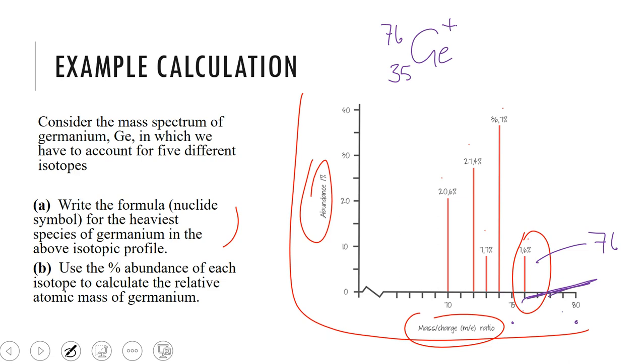Okay, so now it wants us to use the percentage abundance of each isotope to calculate the relative atomic mass of germanium in this case. This is going to be done in exactly the same way as what we did in the previous one. So have a go yourself. Pause the video, have a go yourself, and then come back to see the solution.